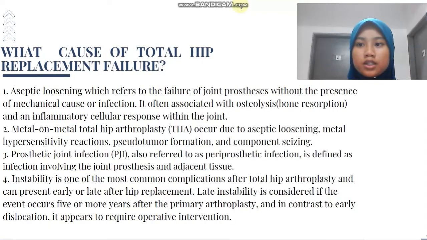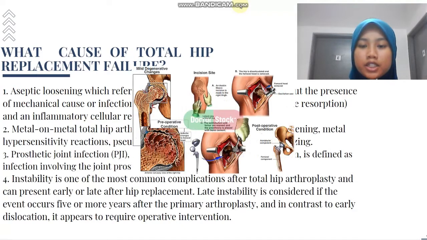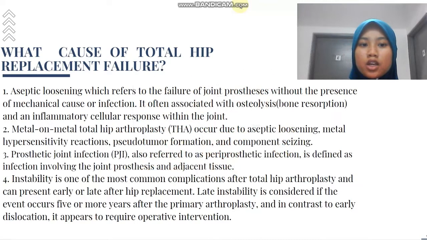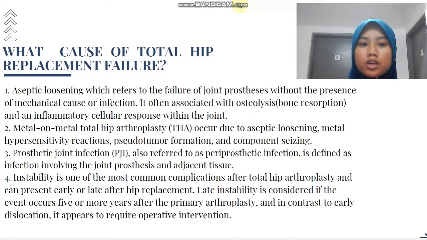Cause of total hip replacement failure. Aseptic loosening, which refers to the failure of a joint prosthesis without the presence of a mechanical cause or infection, is often associated with osteolysis, called bone resorption, and an inflammatory cellular response within the joint.